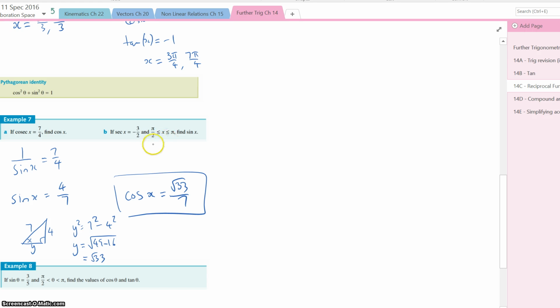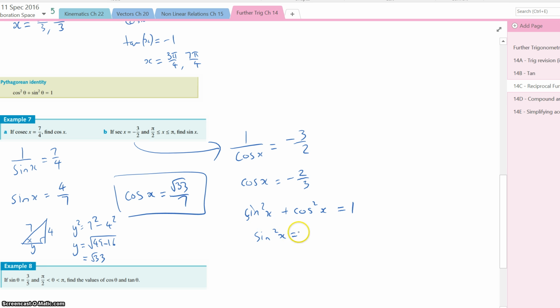Let me show you another way to do this kind of question. Over here, I'll do b. That's the same as 1 on cos x equals negative 3 on 2. We'll flip everything, so cos x equals negative 2 on 3. If cos x equals that, I know that sine squared x plus cos squared x equals 1. So therefore, sine squared x plus negative 2 over 3 squared equals 1. Sine squared x equals 1 minus 4 over 9, which is 5 over 9.